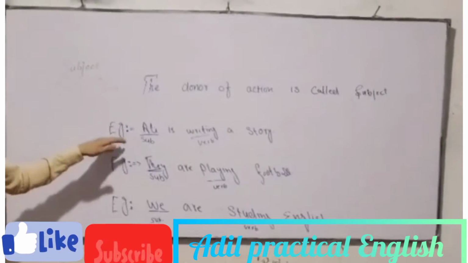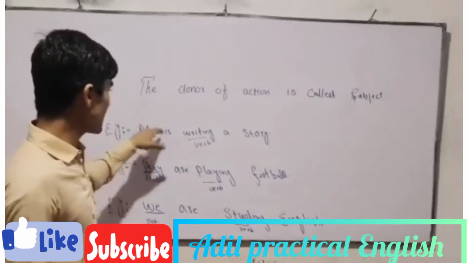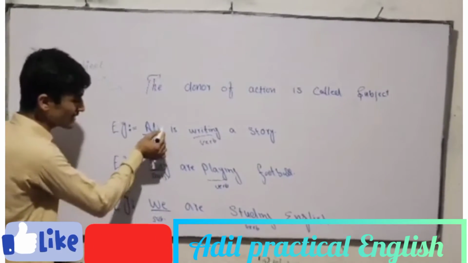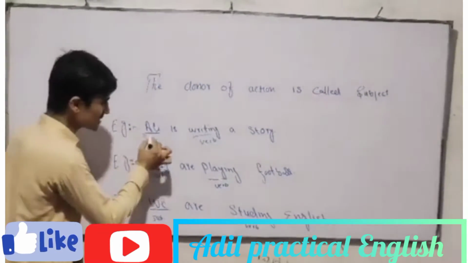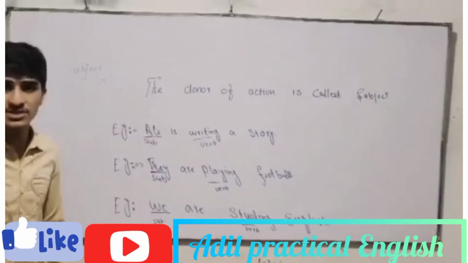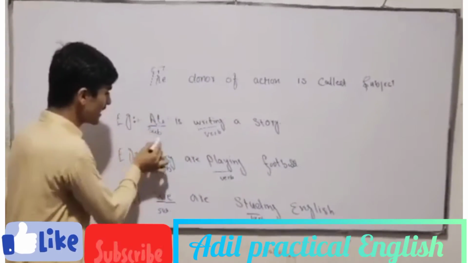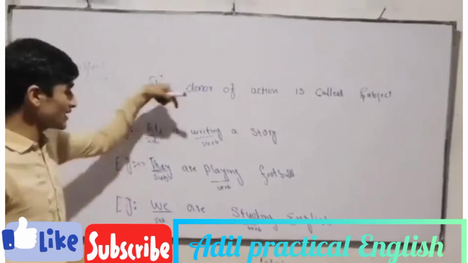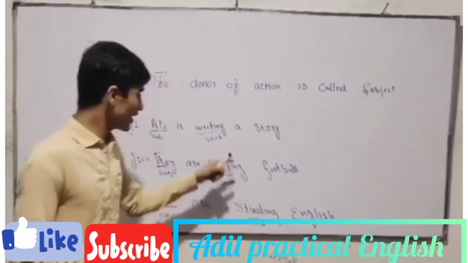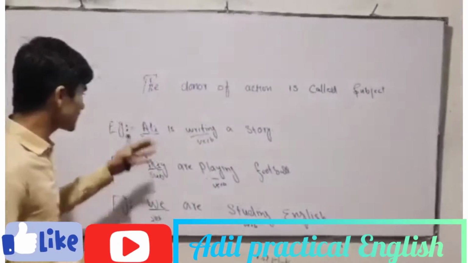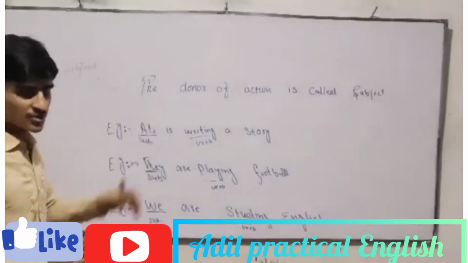So let's see. Ali is writing a story. Here, Ali is the subject in this sentence, because it is the one doing the action in the example. So that is the subject.